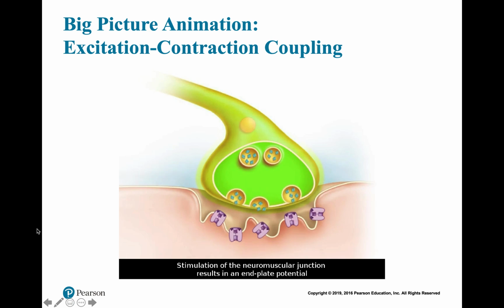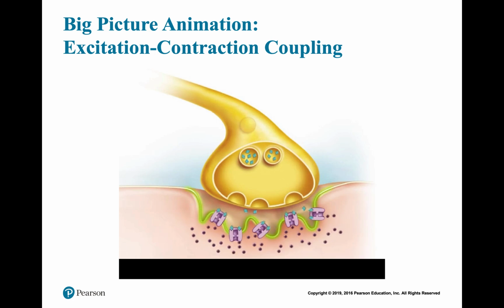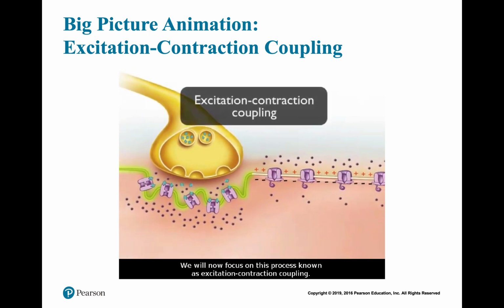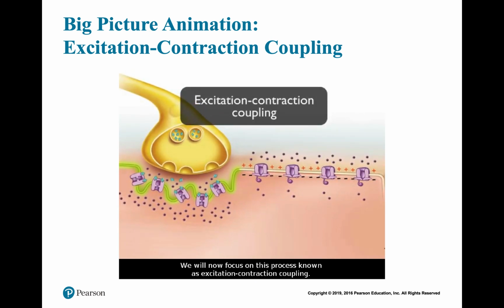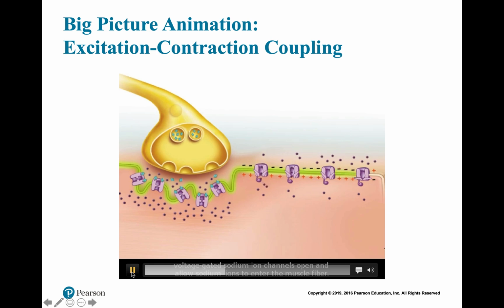Stimulation at the neuromuscular junction results in an end plate potential, which then triggers the steps necessary for contraction to occur. We will now focus on this process, known as excitation contraction coupling. Excitation contraction coupling begins with the end plate potential depolarization spreading to the adjacent sarcolemma. When a threshold level of depolarization is reached, voltage-gated sodium ion channels open and allow sodium ions to enter the muscle fiber.